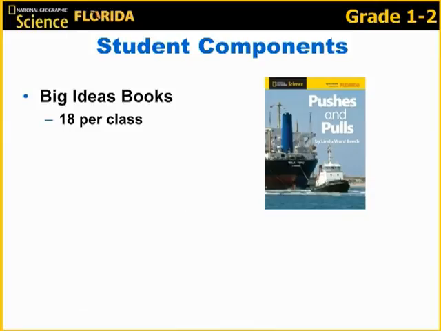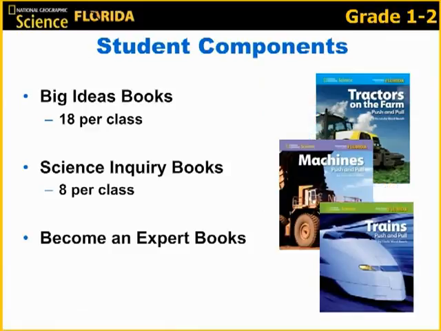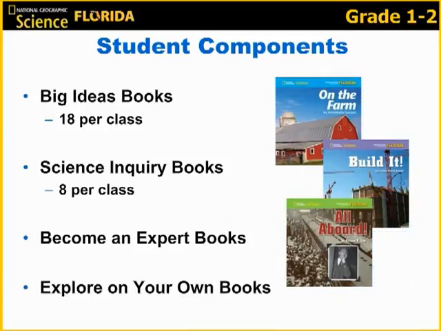For each of these units, students will be working with a Big Ideas book. You'll get 18 per class, a Science Inquiry book, 8 per class. They will have access to 3 Become an Expert books per unit and 3 Explore on Your Own books per unit.